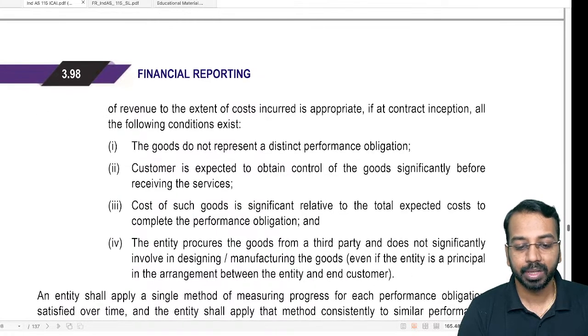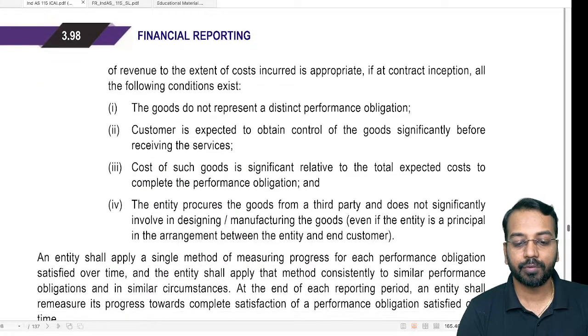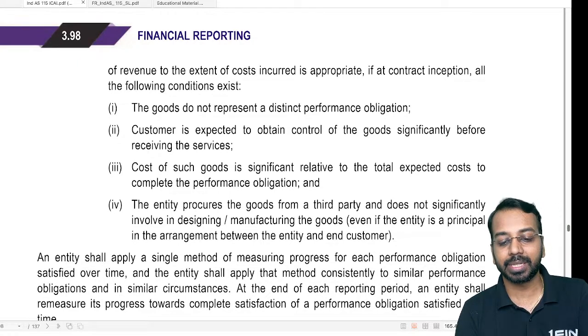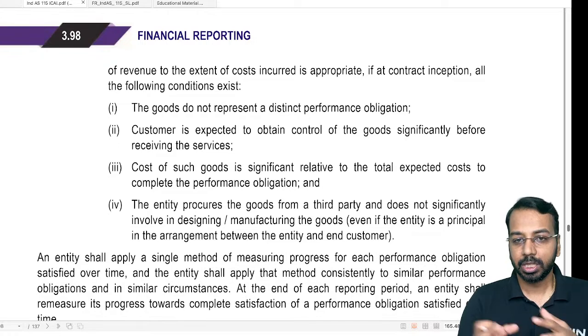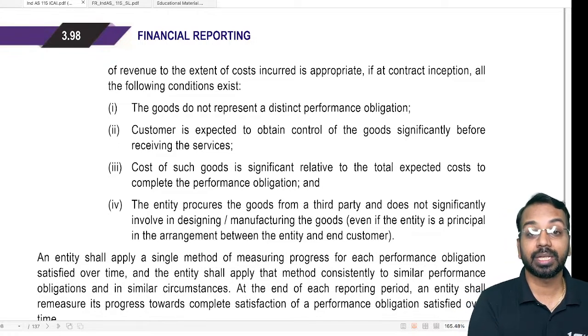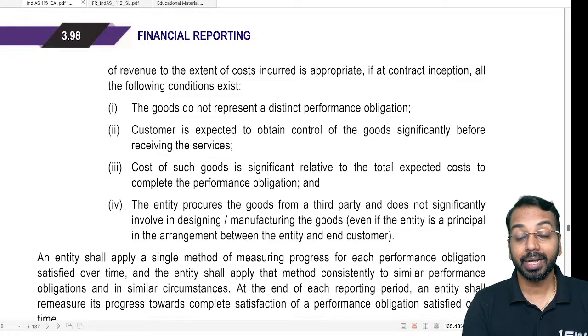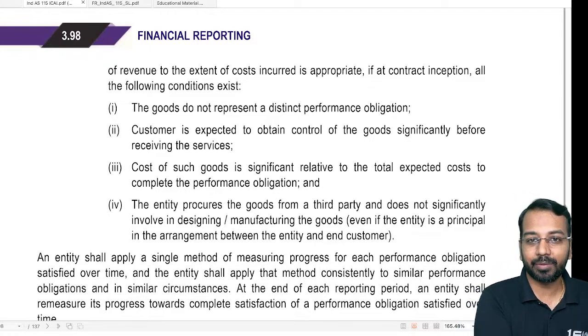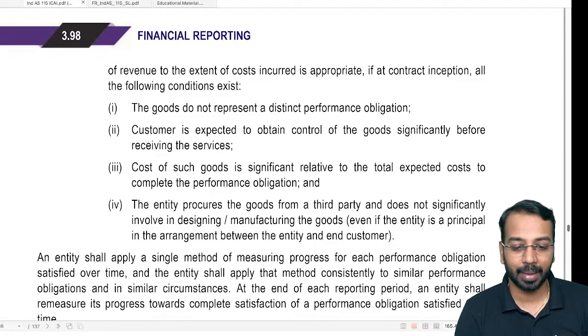Now, when do we do that? In case of the following 4 conditions being satisfied. Number 1, the goods do not represent a distinct performance obligation. So just by buying the lift and delivering it to the site, it is not a performance obligation completed. You have to install the lift. Customer is expected to obtain the control of the goods significantly before receiving the service. The lift was received much in advance. Construction service has not yet happened.